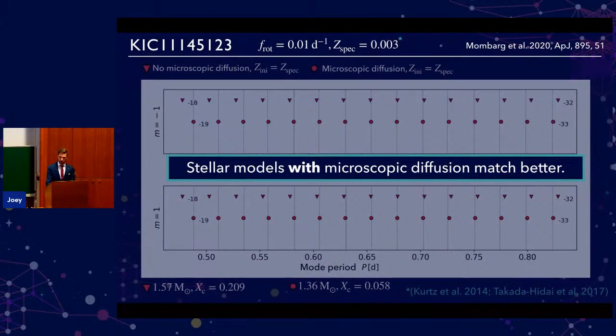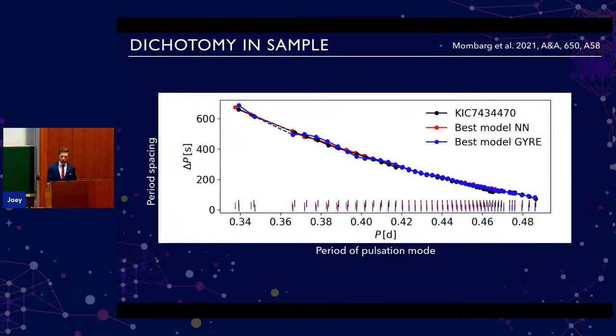Yes, so in this case, contrary to the other star, we find that it actually improves our matching with the observations. So going back to the large sample of stars where we model the individual mode periods, we also find some dichotomy in the sample, in the sense that on one hand, we have stars which have period spacing patterns like this, so very smooth. The observations are in black, and the best model from the neural network is in red. Afterwards, as a sanity check, we recompute the model again with GYRE, which are the blue points. In such cases, we can match the observed pulsations quite well.